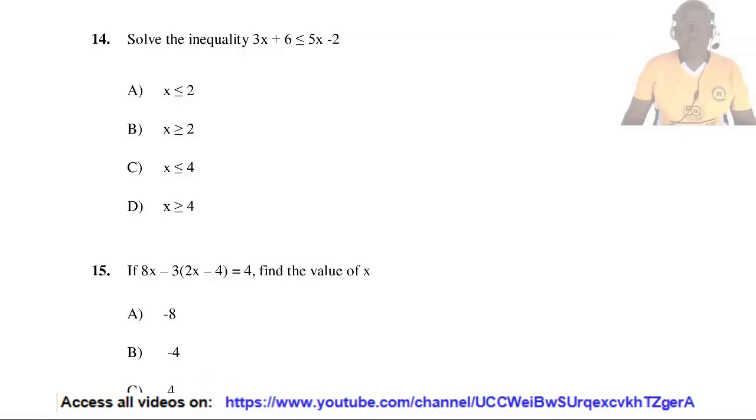Question 14. Solve the inequality 3s plus 6 is less than or equal to 5s minus 2. We shall group like items. So 3s is over here. We shall move 5s to the other side of the inequality. The sign will reverse to minus 5s. Less than or equal to minus 2 is already over here. We shall move 6 to the other side of the inequality. The sign will reverse to minus 6.